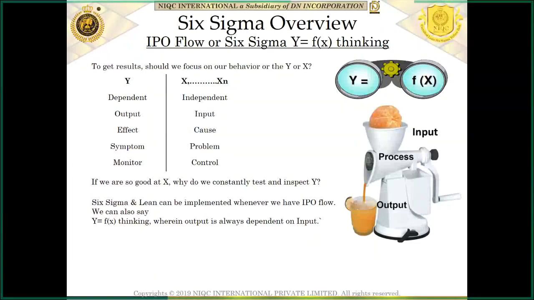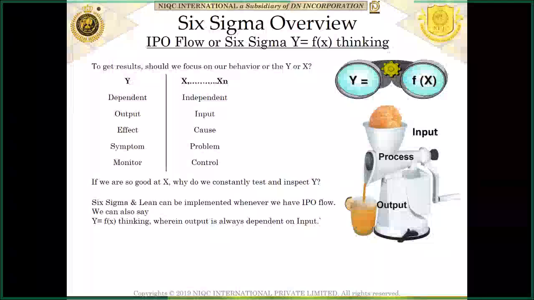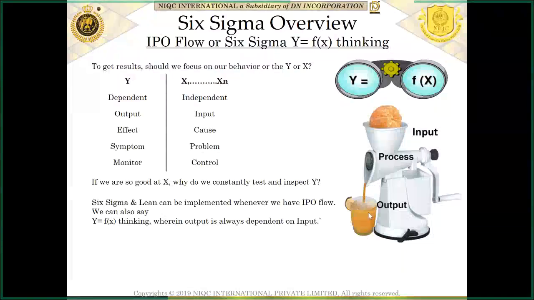When you look at Six Sigma, what exactly is the flow? There is something called the IPO flow. I means input, P means process, O means output, where you can apply Six Sigma. Look at this example in the picture, the mixer grinder. Your input is fruits, the process is a mixing process, and the output is juice. That is input, process, output: IPO.